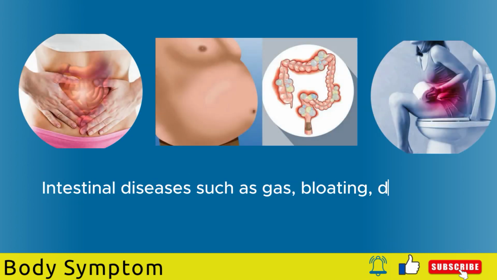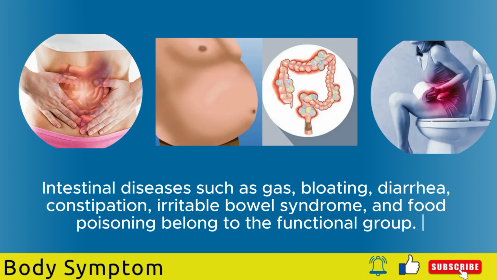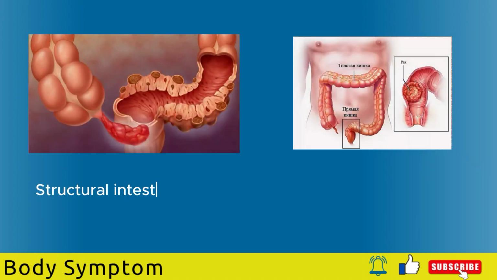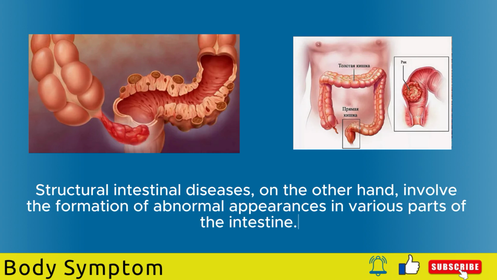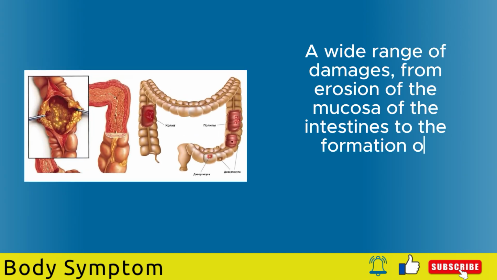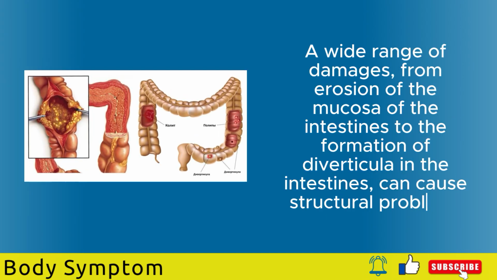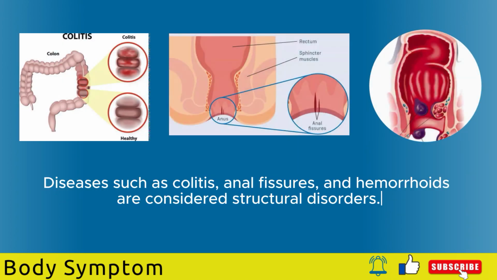Intestinal diseases such as gas, bloating, diarrhea, constipation, irritable bowel syndrome, and food poisoning belong to the functional group. Structural intestinal diseases, on the other hand, involve the formation of abnormal appearances in various parts of the intestine. A wide range of damages, from erosion of the mucosa of the intestines to the formation of diverticula in the intestines, can cause structural problems. Diseases such as colitis, anal fissures, and hemorrhoids are considered structural disorders.